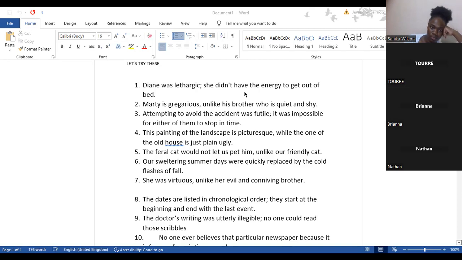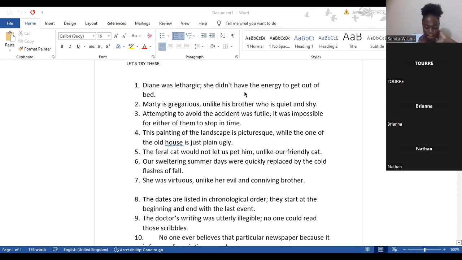It says that trying to avoid the accident was futile. And then after it says that it was impossible, which means that they both have the same meaning. So futile means impossible or useless. Thank you. Number 4, Brianna, go ahead.